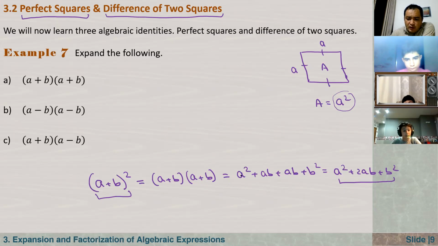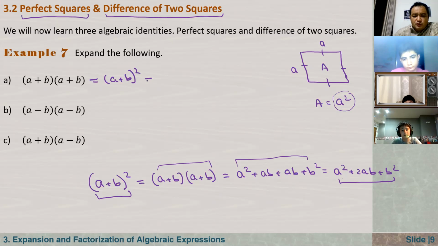So now we don't have to actually go through these steps, right? Now we know the short way. So (a plus b) squared, immediately I can write a squared plus 2ab plus b squared. So that's why (a plus b) times (a plus b) is equal to (a plus b) squared, that is a perfect square, which is equal to a squared plus 2ab plus b squared.